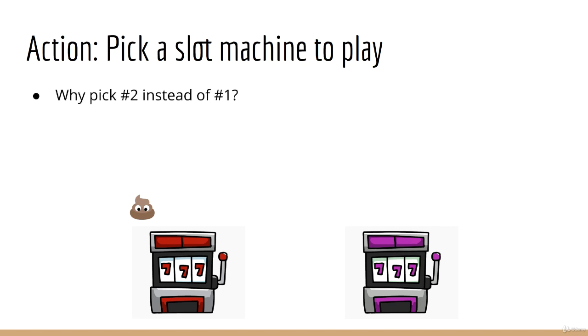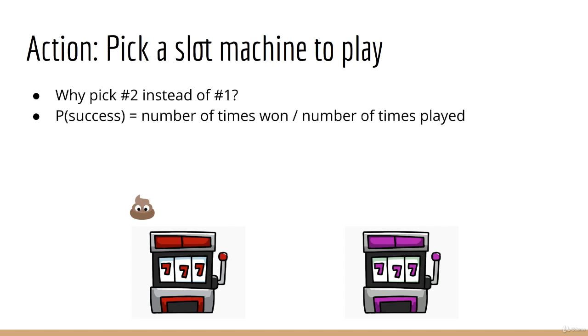Well, we all know how to calculate probabilities. The probability of success would be the number of times we won divided by the number of times we played. In the case of slot machine number 1, that would be 0 out of 1, which is 0. But for slot machine number 2, it's 0 out of 0, which is undefined. And something in our intuition tells us that undefined is better than 0, even though numerically you can't compare these numbers.